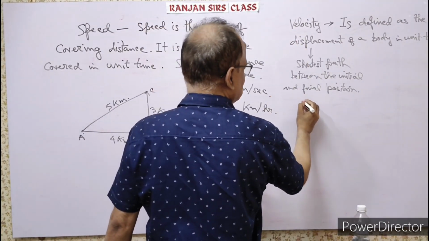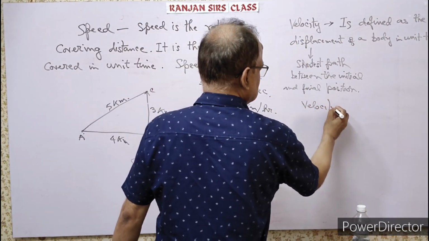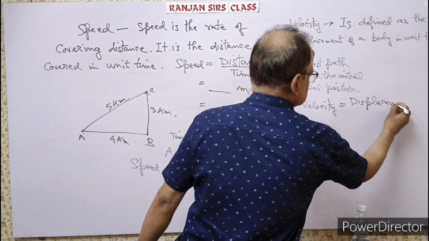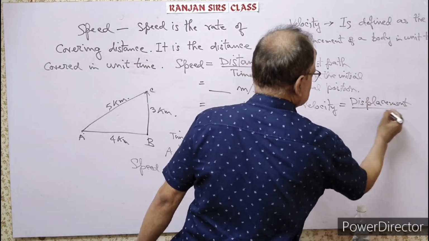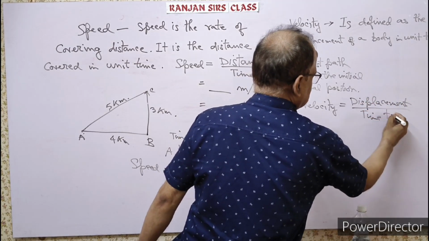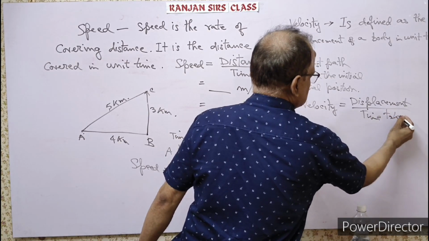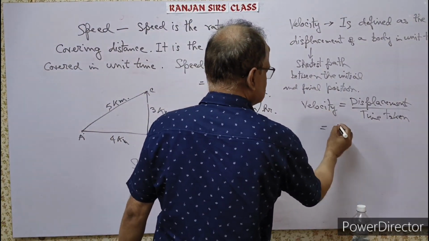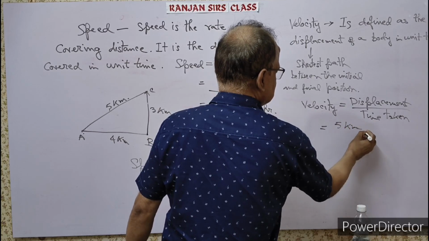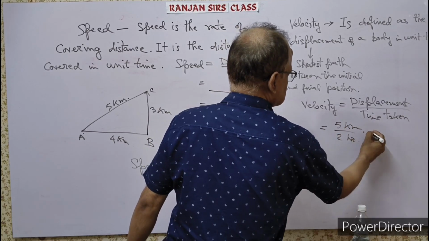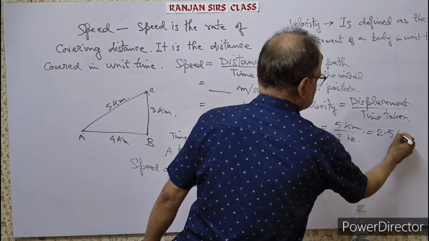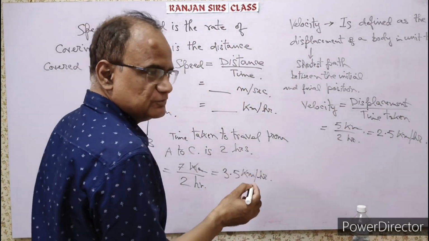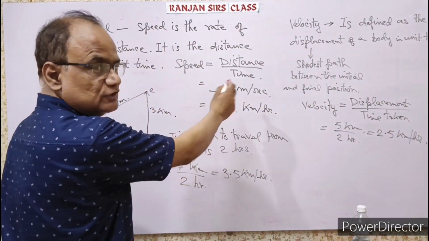So when we are calculating velocity, velocity will be equal to the displacement of the body divided by the time taken. Time taken to go from A to C was 2 hours, as we have mentioned in this example. So the velocity will come out to be 5 kilometers divided by 2 hours. So it is coming out to be 2.5 kilometers per hour. Okay, got it?